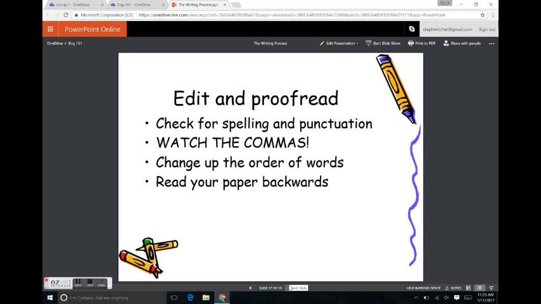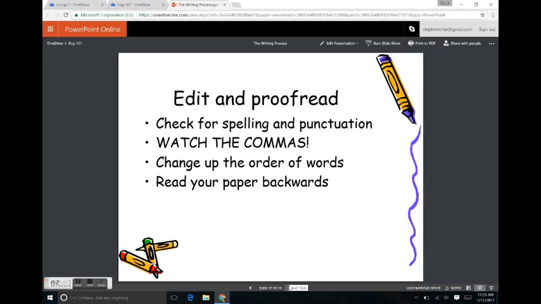Okay, then we're ready to edit and proofread. Once we've done all of that revising, which honestly is the heftiest part of improving our paper, then we're ready to edit and proofread. So that is, we check for spelling and punctuation, things like that. This is where we need to go back and look at commas. I will tell you, a lot of students tend to edit and proofread before they revise, but that doesn't really make sense. Because if I'm going to delete a sentence or move a paragraph, I don't need to be worried about the commas yet. So you need to revise and then edit.